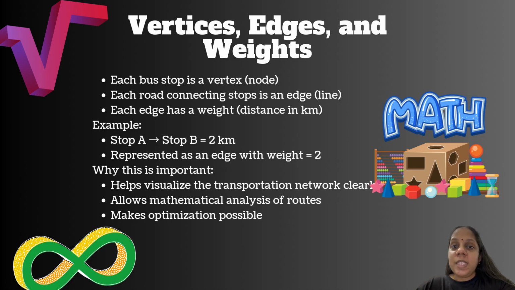Now let's talk about vertices, edges and weights. Let's break it down together. First, vertices. These are simply the bus stops, like stop A, stop B, stop C. Next, edges. These represent the roads connecting the stops. And finally, weights. These tell us the distance between stops. For example, if stop A to stop B is 2 km, the edge weight is 2.